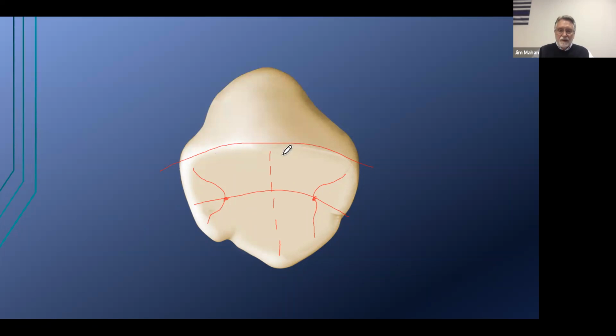So if this is the top of the ridge, this is the lowest part, then my secondary groove is going to end up midway between there. So I'll make those. Let me put this groove in. Secondary groove.